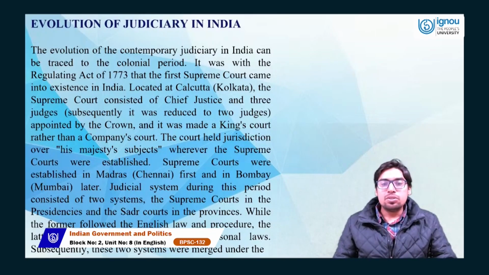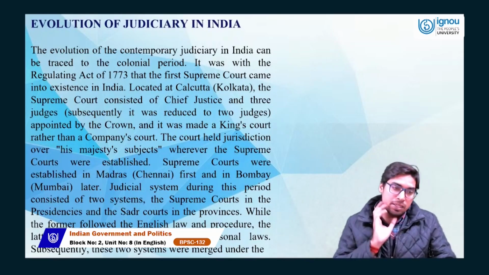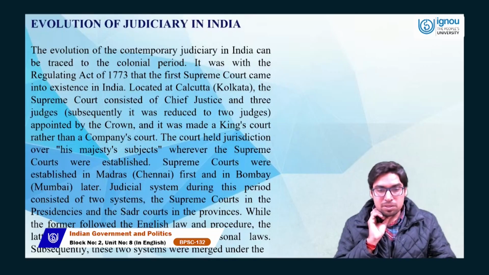The court held jurisdiction over His Majesty's subjects. Supreme Courts were later established in Madras first and in Bombay later. The judicial system during the period consisted of two systems: the Supreme Courts in the presidencies and the company courts in the provinces. While the former followed English law and procedure, the latter followed regulations law and personal laws.